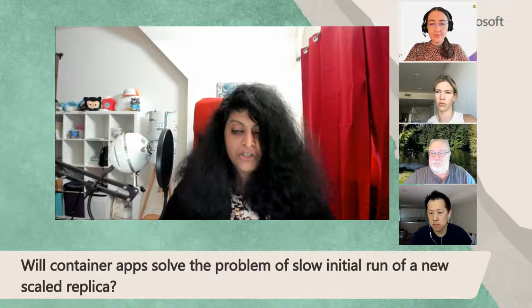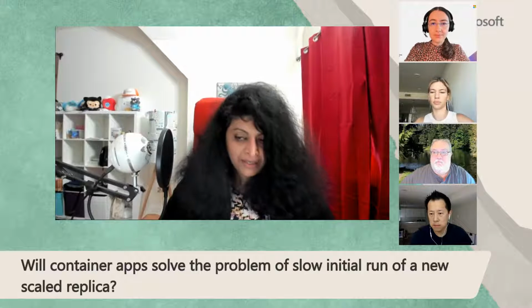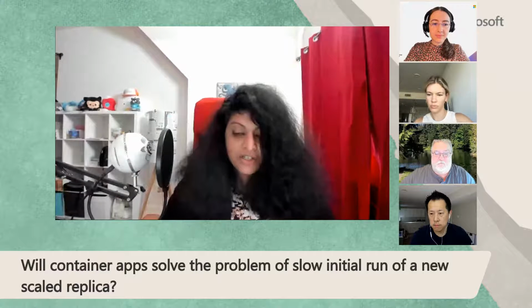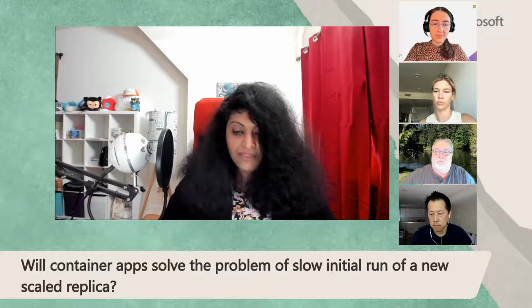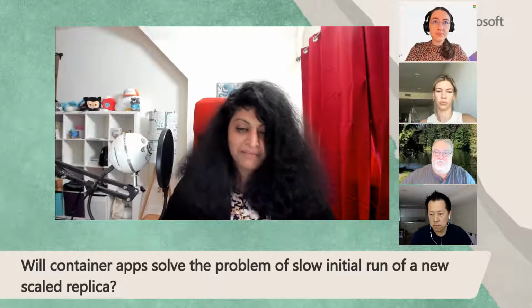Cool. Questions are flying in now, so this is great. I'm going to jump to the question from the audience, which says, will container apps solve the problem of slow initial run of a new scaled replica? In Azure Functions, this was an issue for functions in consumption plans. Daria, do you want to perhaps take this one?